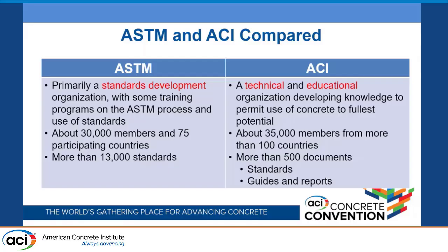ACI is a technical and educational organization that develops knowledge to permit the use of concrete to its fullest potential. It used to be smaller than ASTM, but now it's actually larger than ASTM. So there's been a tremendous growth in ACI. And there are 35,000 members, over 100 countries. And I took a guess on the number of documents. I don't really know, but I'm guessing there are about 500 documents. And some of these are standards, and some are guides and reports. Now, those of us that have been in the standards world know what the difference is, but not everybody does.